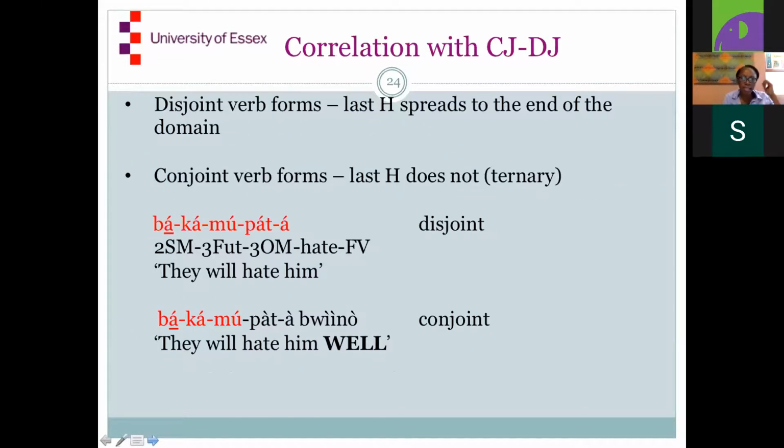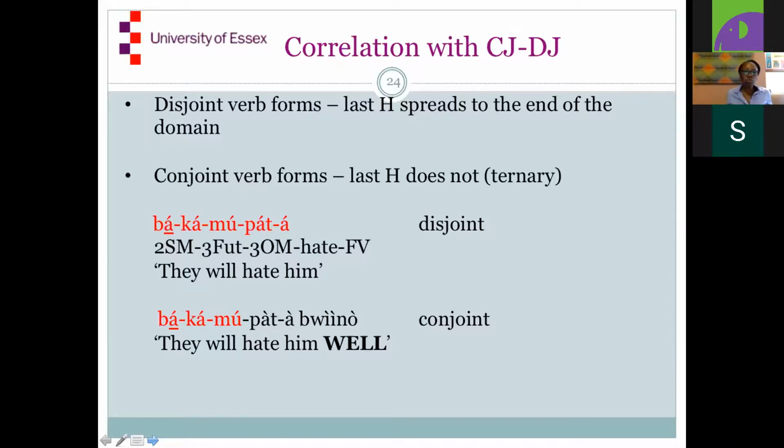And I'm almost at the end, and I want to just make this correlation with this conjoint disjoint idea that we know that we have in Bantu. So this is a distinction where you've got verb forms, and usually this can be morphologically marked, where you have a morpheme which marks that a verb is disjoint, and a different morpheme which marks that a verb is conjoint. And Bemba also has that, but in addition to this, I have been arguing in some other work that the conjoint disjoint in Bemba can also be shown by how the high tone spreads.